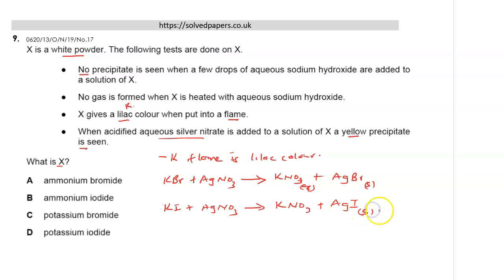Still, this is also a solid. It will be a yellow precipitate, and therefore this is the yellow PPT. For silver bromide, this is usually a cream PPT. Therefore, the right answer should be potassium iodide.